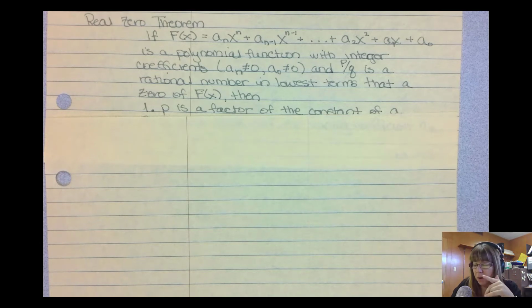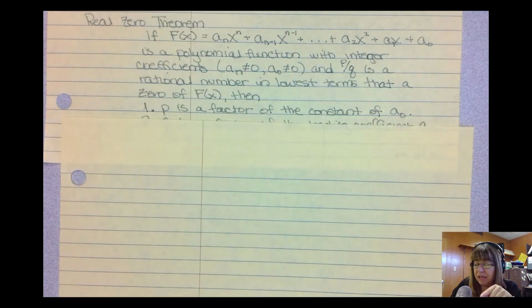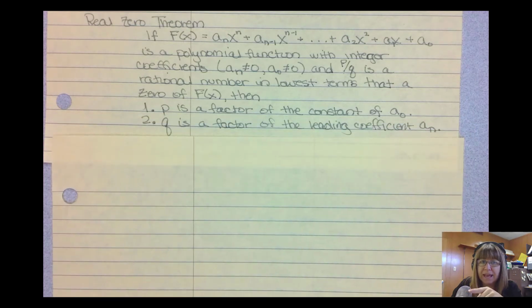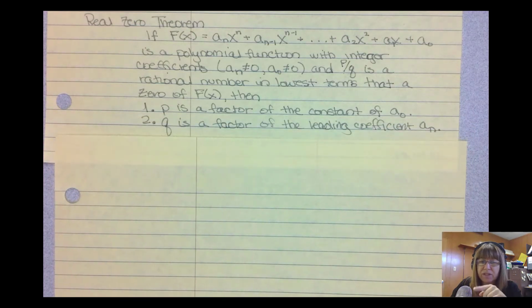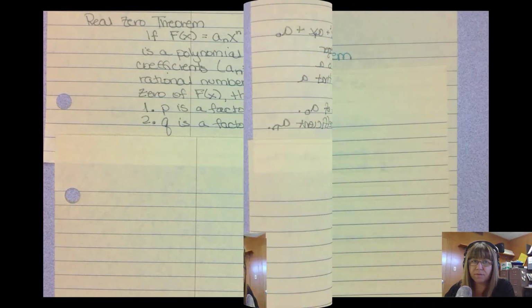And here's the cool part about it. p is a factor of the constant term at the end of the polynomial, and q is a factor of the leading coefficient a sub n. Now, it might not make sense right now, but just hang tight. We'll see several examples of it, and hopefully by the time you see it a couple of times, it will start making sense to you.